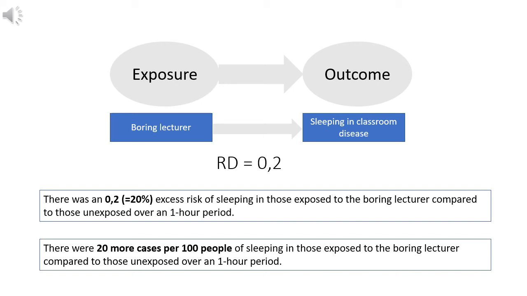Specifically, what does the risk difference 0.2 mean for an association between boring lecture and sleeping in classroom disease? We can interpret it this way. There was a 0.2, that means 20% excess risk of sleeping in those exposed to the boring lecture compared to those unexposed over a 1-hour period. In other words, we can also say there were 20 more cases per 100 people of sleeping in those exposed to the boring lecture compared to those unexposed over a 1-hour period.